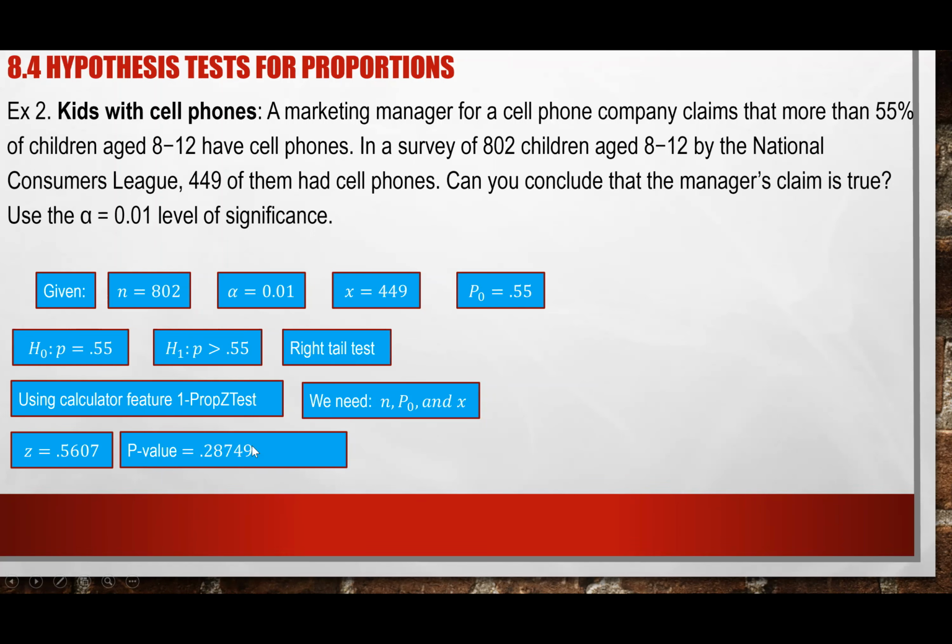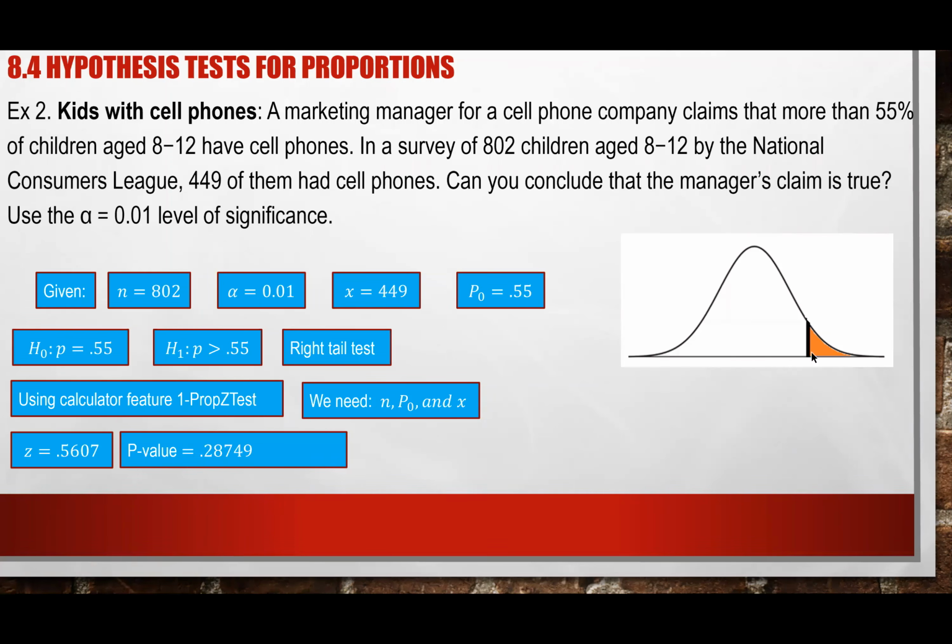That's one way, which is the p-value. You take the p-value and compare it to your alpha. If you don't, then you have to use the critical value, which is the critical value for the proportion. We use the z critical value.